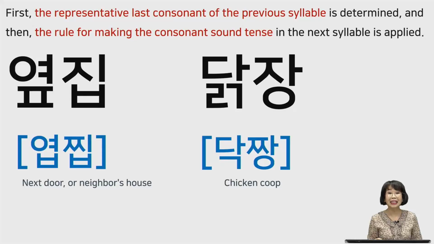닭장. There is a double consonant in the last consonant position. This has ㄱ sound as its representative sound. ㄱ affects ㅈ sound, and as a result, ㅈ becomes ㅉ sound. 닭장. 옆집. 닭장.